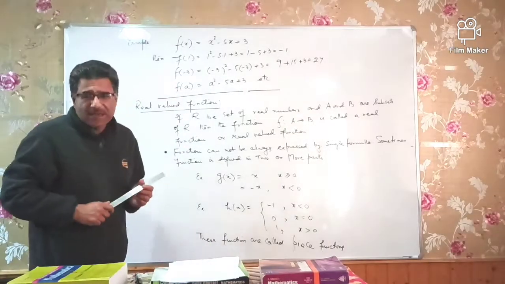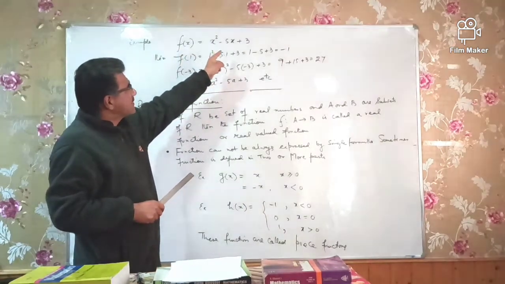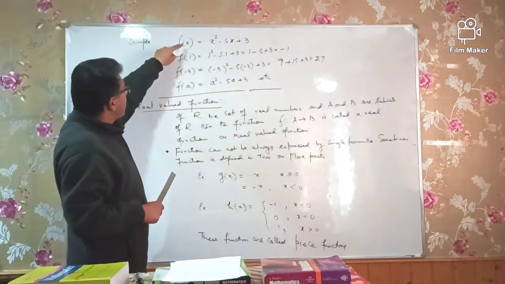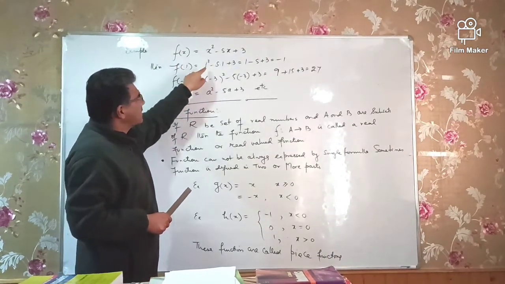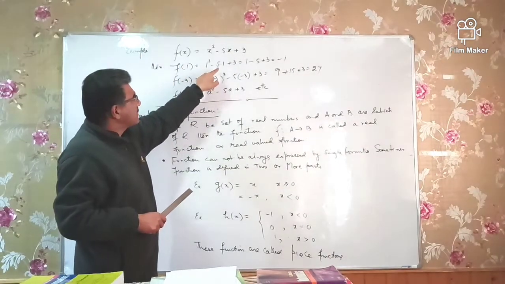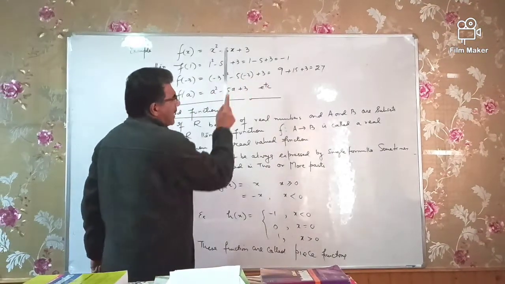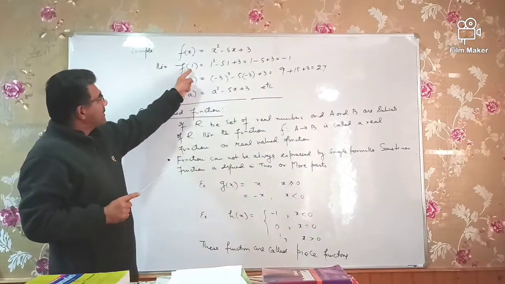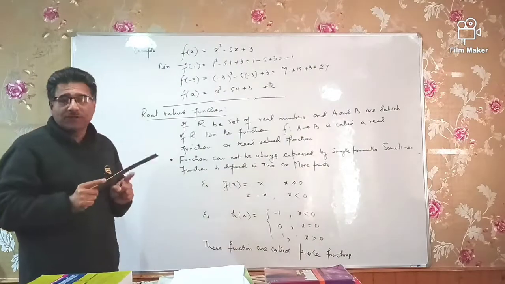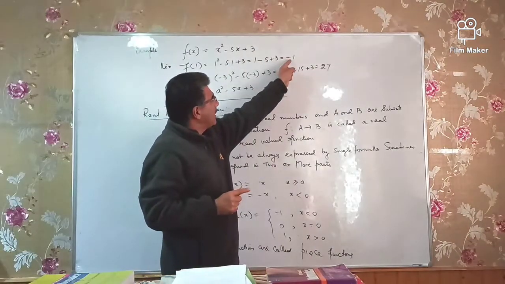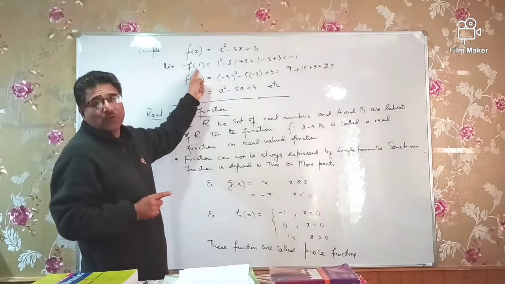Now we'll take another example of a function. Say f(x) is x square minus 5x plus 3. If we put x is equal to 1, that is f of 1. Put here also x is equal to 1, that is 1 square minus 5 into 1 plus 3, which is 1 minus 5 plus 3, which is equal to -1. That means once we put x is equal to 1, we get the value of this function as -1. This is the value of the function. So what is the value of the function? The value of the function is -1 when we put x is equal to 1.